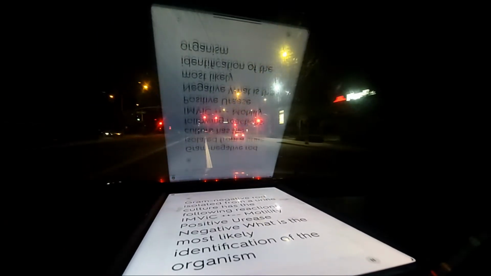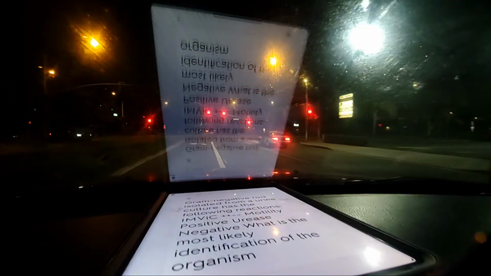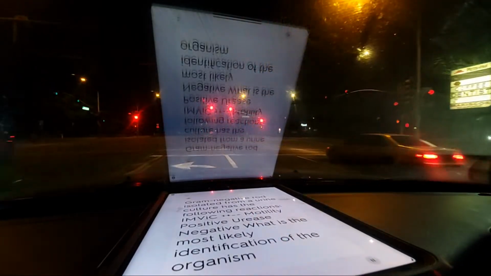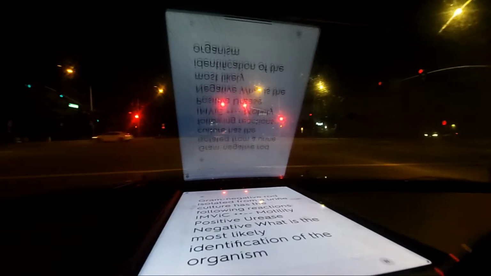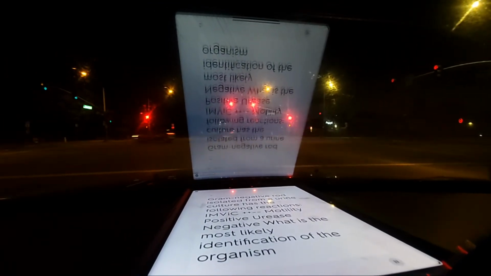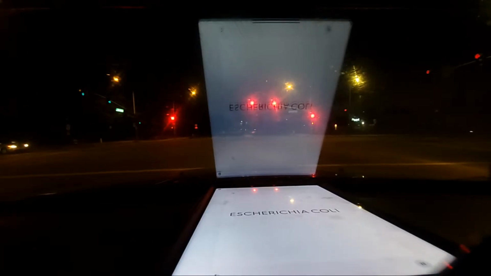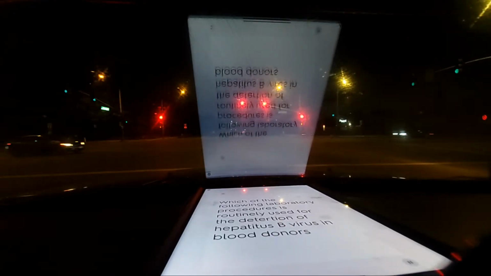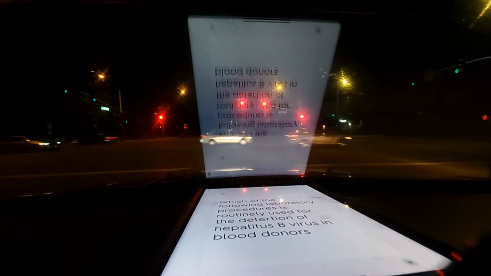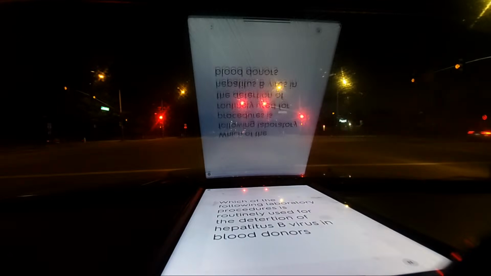A gram-negative rod isolated from a urine culture has the following reactions: MR positive, motility positive, urease negative. What is the most likely identification of the organism? Escherichia coli. Which of the following laboratory procedures is routinely used for the detection of hepatitis B virus in blood donors? Enzyme-linked immunosorbent assay.